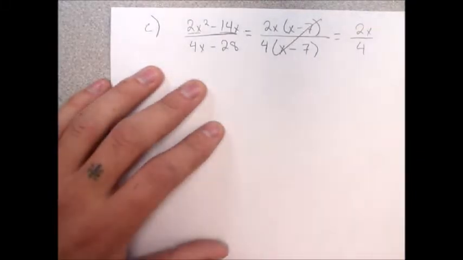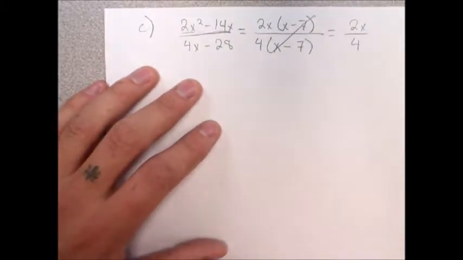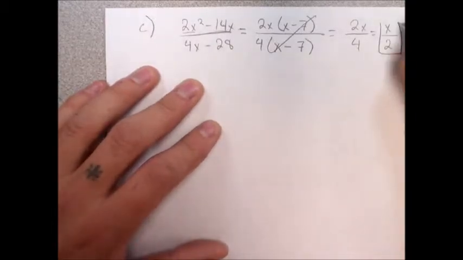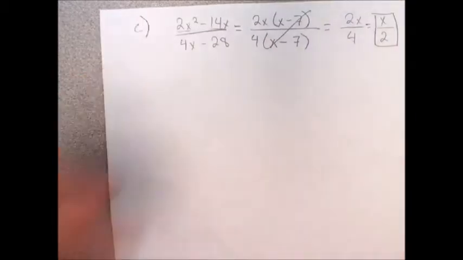Can I reduce it any more? I could divide each one by 2. So I could reduce this one by 2, I'm left with x. I reduce this one by 2, and I get 2. So x over 2 is my total reduced form.